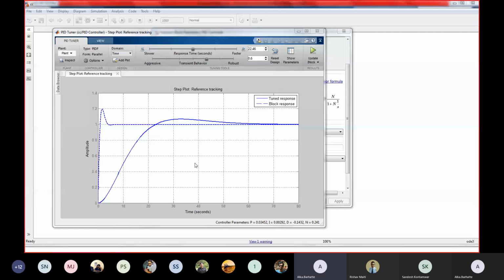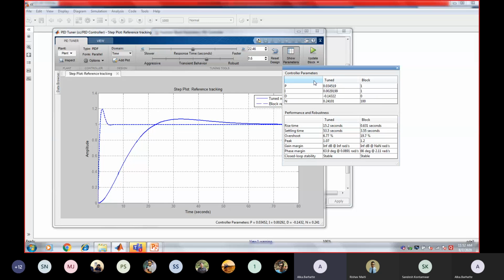So either we can update this block. What this is particularly representing: you can change the response time. This dotted line is representing our previous response, and this is representing a better response. But we were not able to see that in the output. I'll check again what the problem was. But this is what is tuned by the system. It has been automatically tuned, and you can check the differences here.